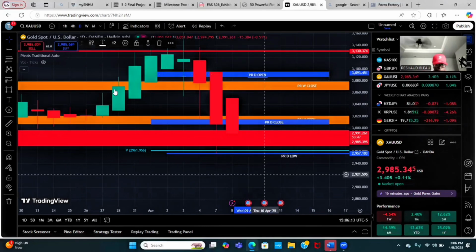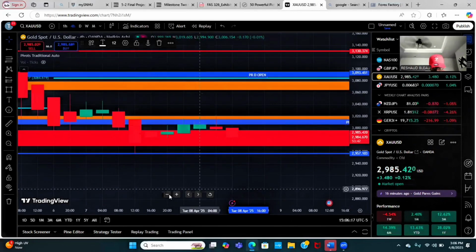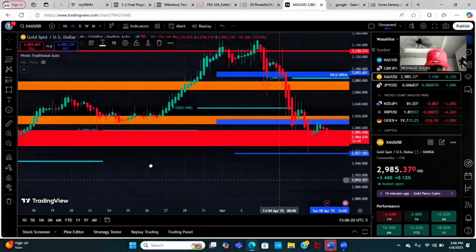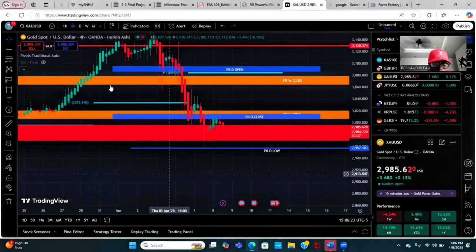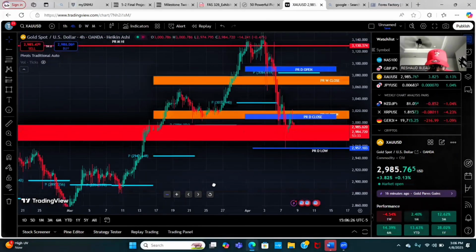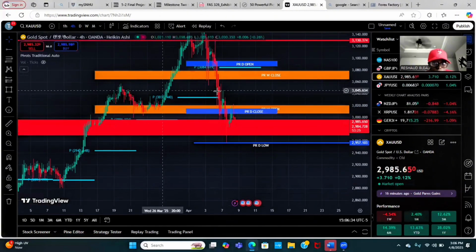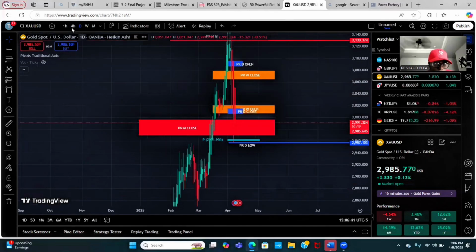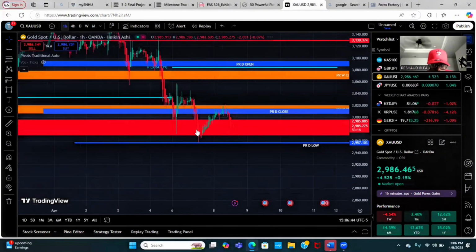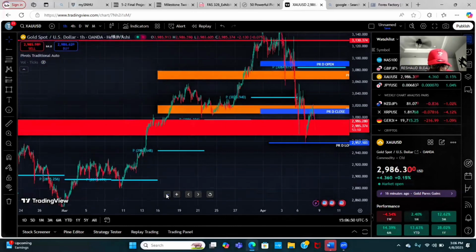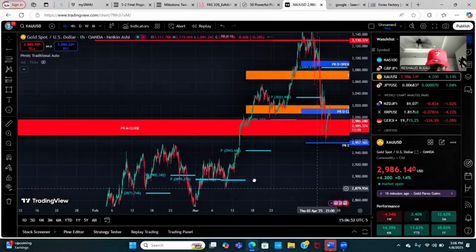All right, so let's drop time frames, see what we got. Price broke below the previous daily close. Also broke below the previous weekly open. Okay, so it's giving us some sell momentum. Could be looking at a reversal. Now, 4 hour, 1 hour. But price has not broken the previous daily low yet.